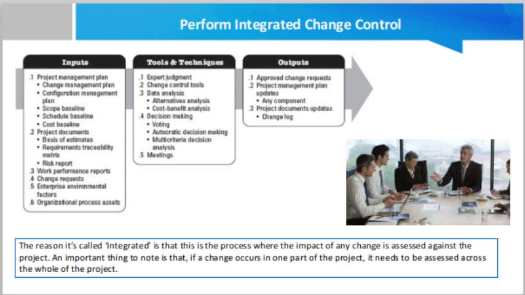Then enterprise environmental factors. Concerning the Perform Integrated Change Control process, the project management information system is the main enterprise environmental factor, as the PMIS includes scheduling tools, configuration management systems, and information collection and distribution systems. An integrated change will have an impact on all the processes that come under the PMIS.